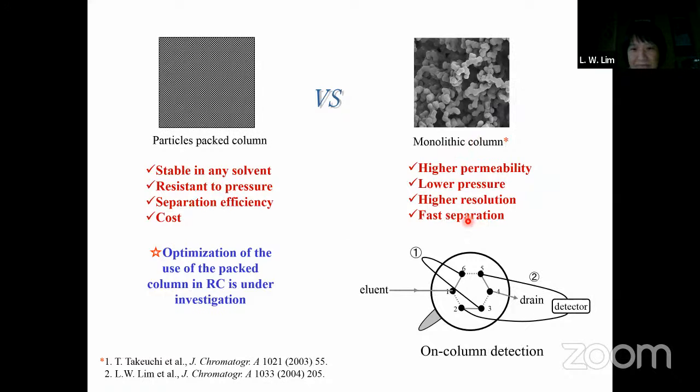Our group was among the earlier groups in Japan to use monolith columns in separations. And if you read my papers from 2004, I think I was the first person to use a monolith column for pretreatment, for an enrichment system. At the time, it was quite popular, and many people cite my papers for their detections.